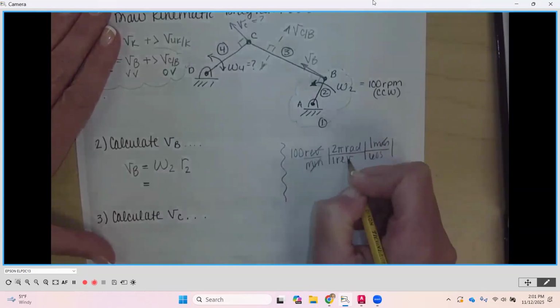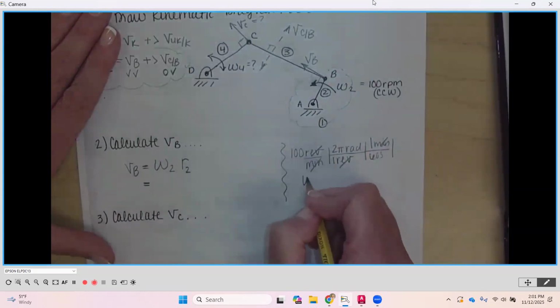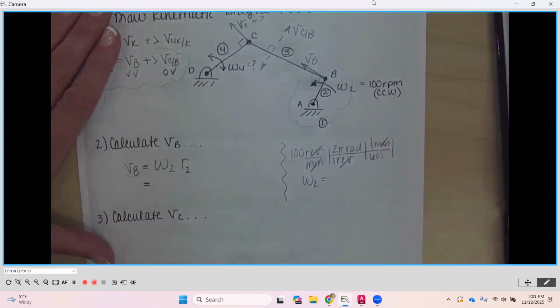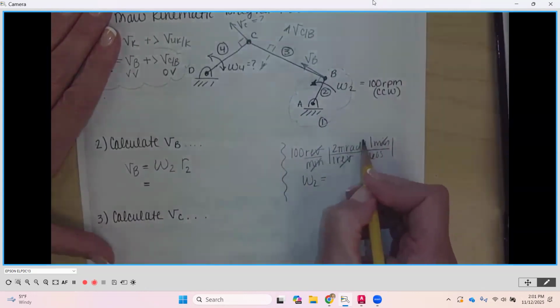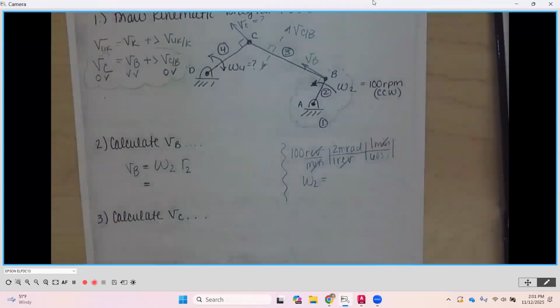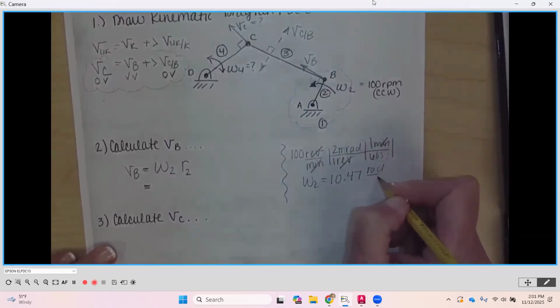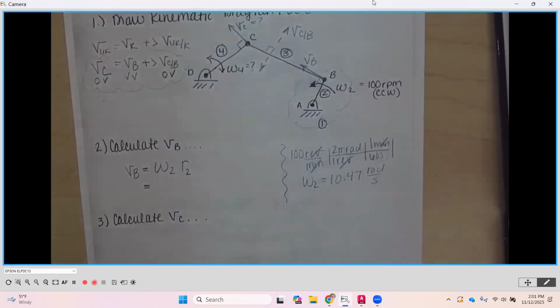Now, make sure you cancel out, okay? Don't just write this out and leave everything uncanceled. That happens a lot, okay? I want to make sure that everything is top bottom and that the units that are left over that are not canceled are what we're looking for, which in this case is radians per second. So what do we get for our W2 in the appropriate units, radians per second? 10.47. Yep, I got that too, Aiden. Thank you. And then just confirm.